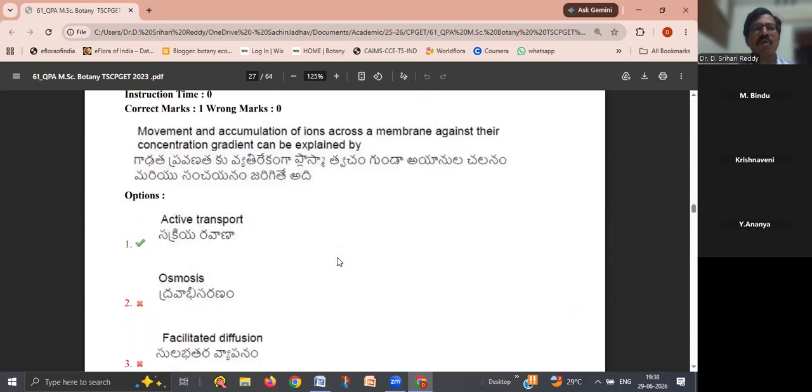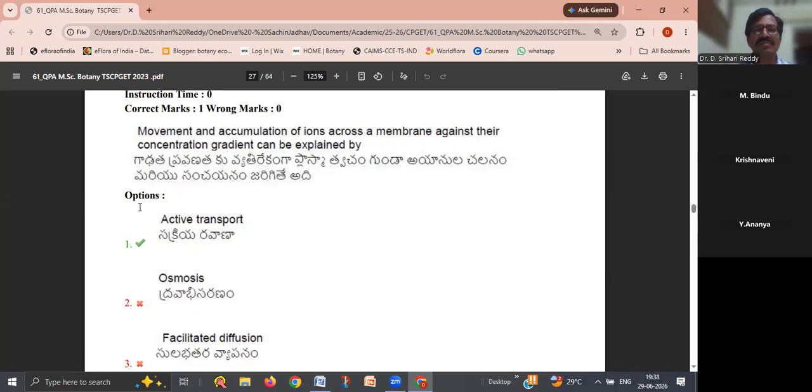Next one: movement and accumulation of ions across a membrane against their concentration gradient can be explained by. Okay, we already discussed during the transport across a living membrane, the ion transport or anything.